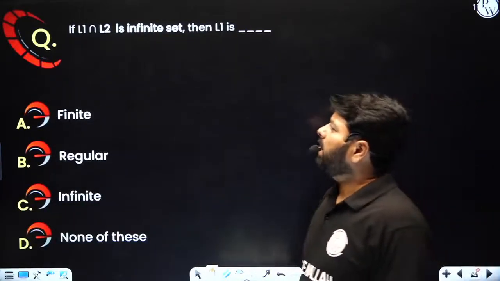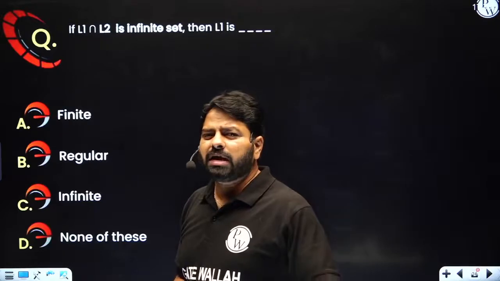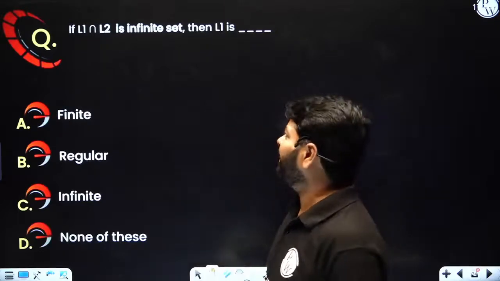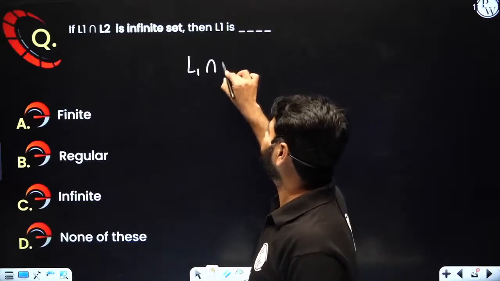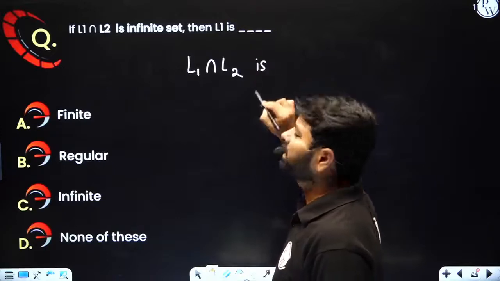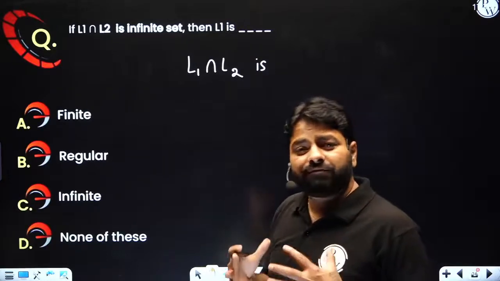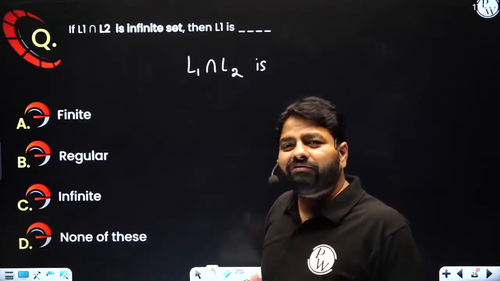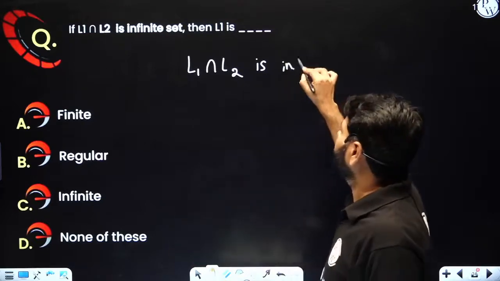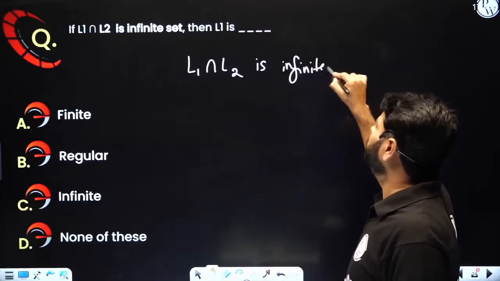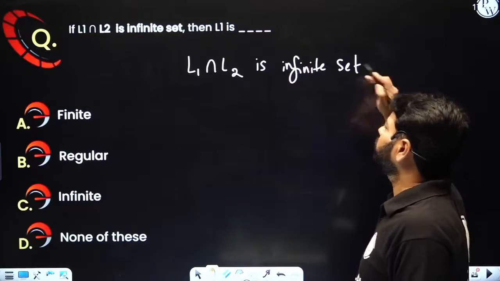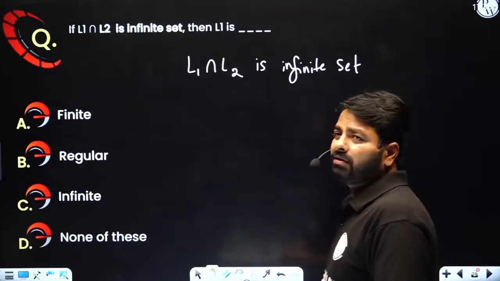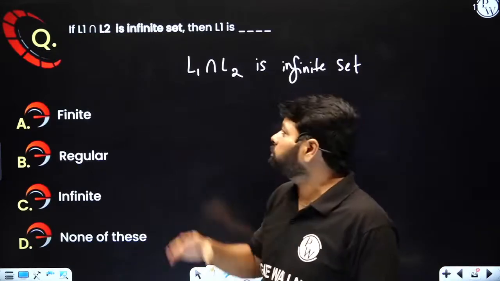Another one: L1 intersection L2, now this time is infinite. So we should be very careful. Whenever you talk about infinite languages, we should have a very clear idea of which infinite we are talking about. Anyhow, here we are talking about any infinite set in the world, but you should have an awareness of how to take an infinite set into consideration to apply this intersection.